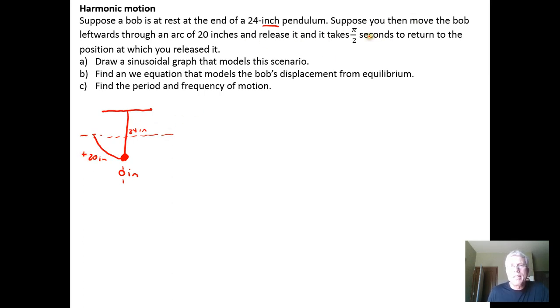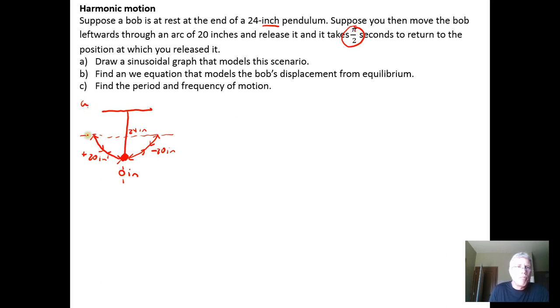And we release it, and let's say it takes pi over 2 seconds to return to the position from which we released it. So we release it, it zips down through equilibrium, ignoring air resistance and mechanical energy loss. We move back through an arc. This will be negative 20 inches on this side. We get to our peak, we then return back through equilibrium, back to where we started, and that takes pi over 2 seconds to do.